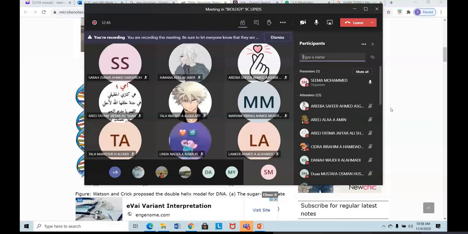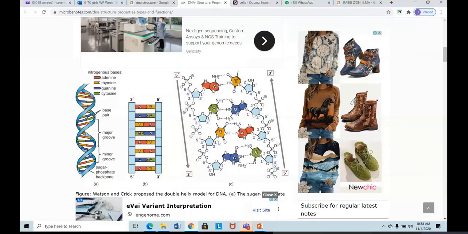Okay, so can you please tell me what are the 4 bases which are present in the DNA molecule structure? Adenine, guanine, cytosine, and thymine. And thymine. Excellent. So which two always pair up together? Adenine and thymine and guanine and cytosine. Very good. Adenine and thymine pair up together, and cytosine and guanine pair up together.